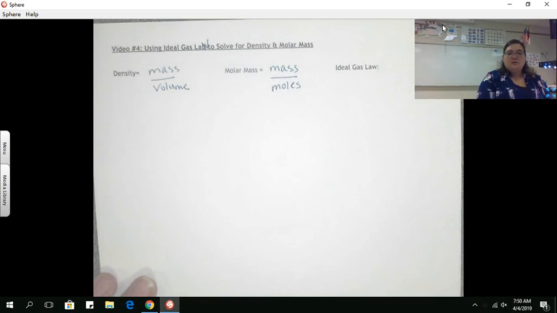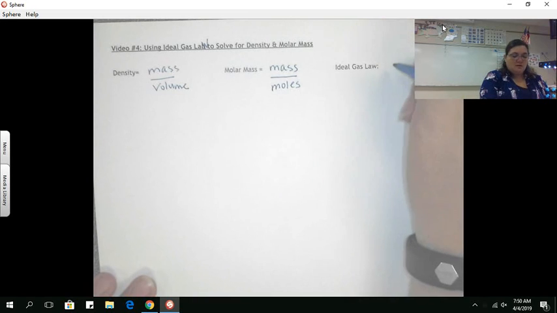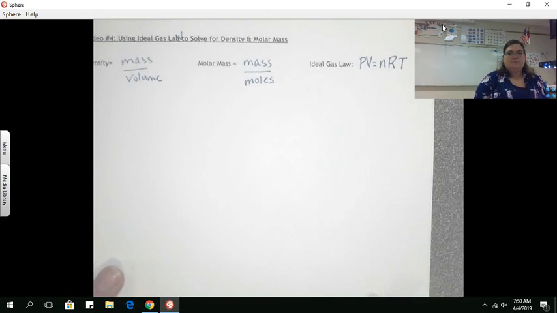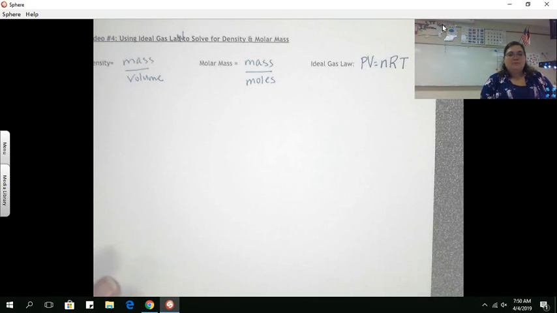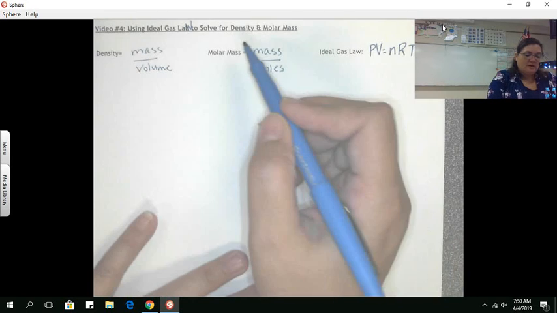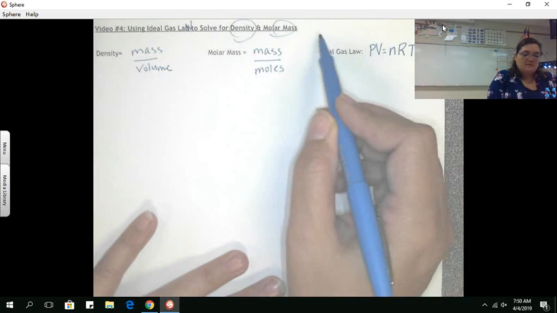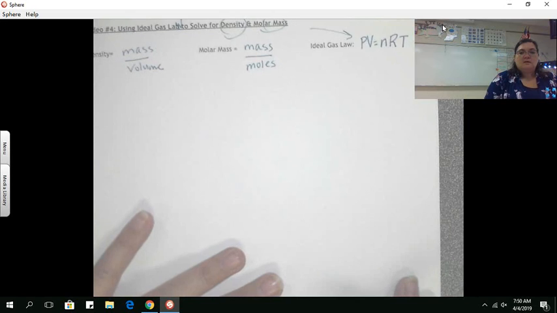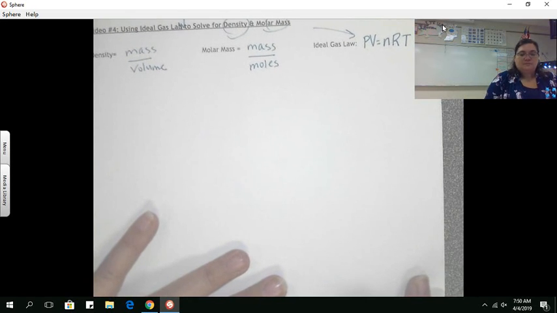And then we just recently learned about the ideal gas law, which is PV, pressure times volume, equals moles times the gas constant times temperature. Right. So we want to use all of these things to help us figure out a way to get density and molar mass given information like pressure and temperature.